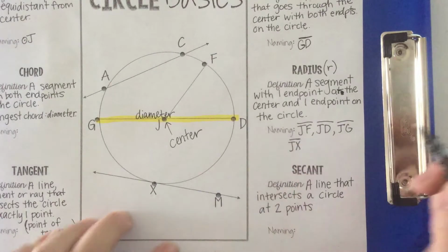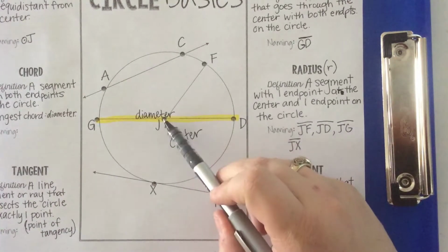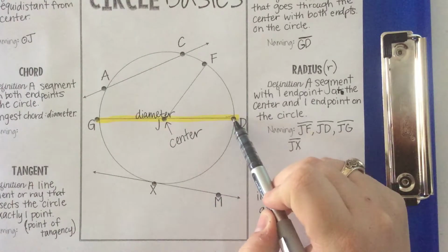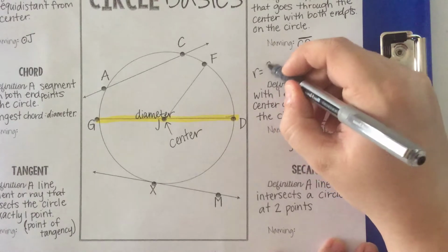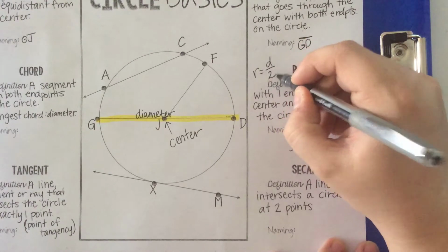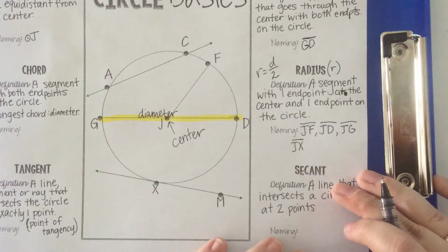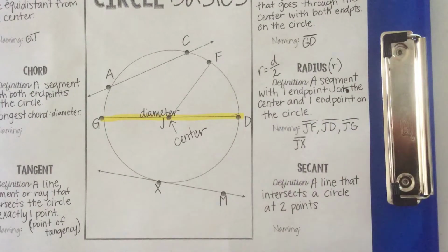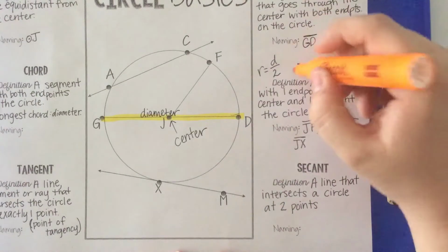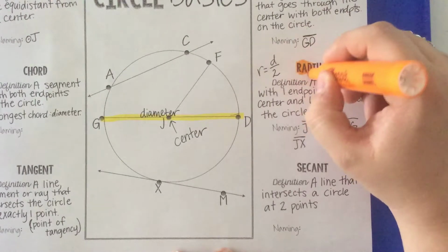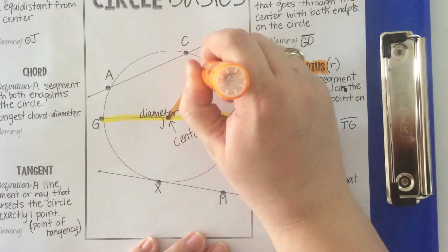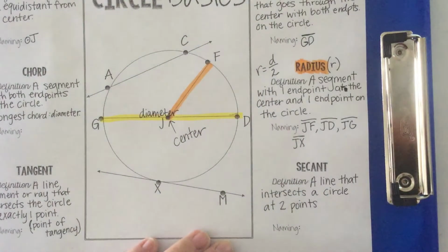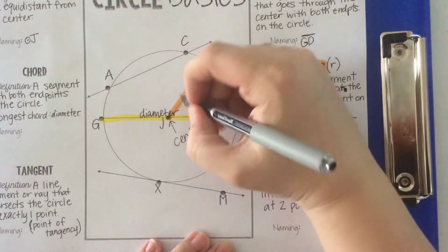Now, if you'll remember, your radius is halfway across the circle. So our radius would equal our diameter divided by 2 if we were needing to find the radius. Okay, so we're going to do our radius in a second color. I'm going to use orange. Okay, and I'm just going to highlight one of our radii on our picture. Okay, so from J to F is a radius.